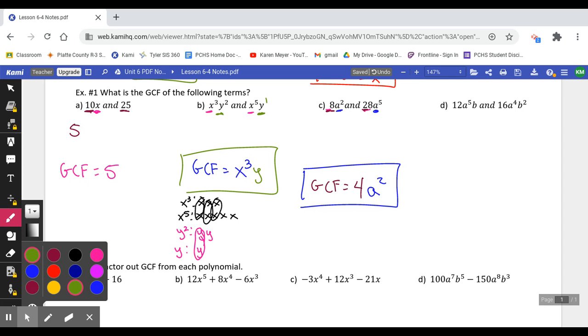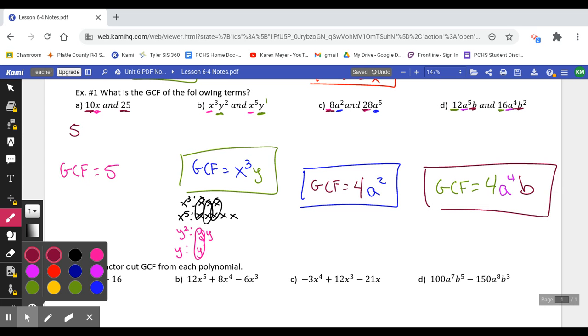Okay, D. 12 and 16. What is the highest thing that goes into 12 and 16? Well, that would be 4. Then they each have an a, so go with the lowest exponent, and that would be a to the 4th. They each have a b, so go with the lowest b, which would be b to the 1st, or just b. So hopefully you're getting the idea of being able to pick out the GCF.